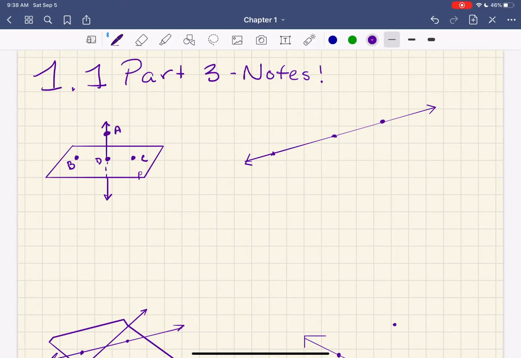Welcome back. This is 1.1 part 3, so these are things that you need to be writing in your notebooks again instead of just looking at.